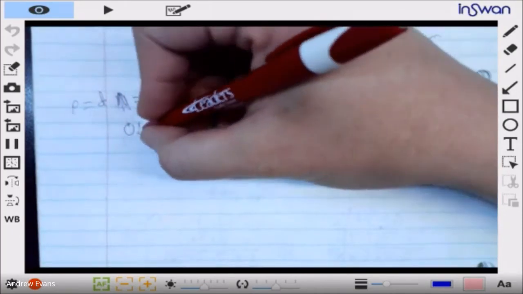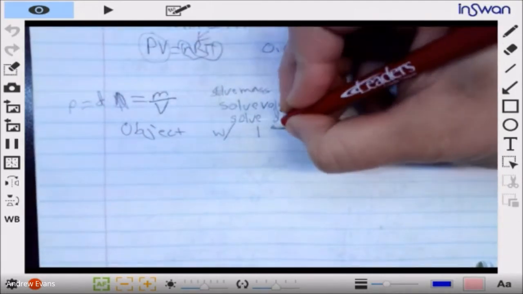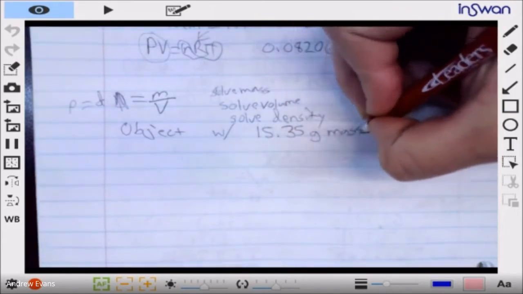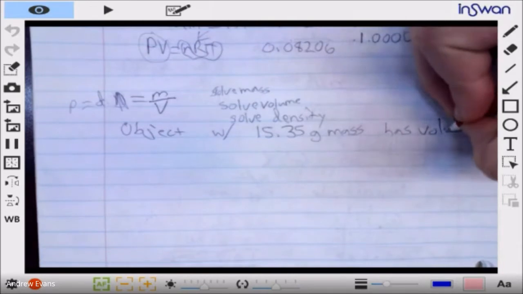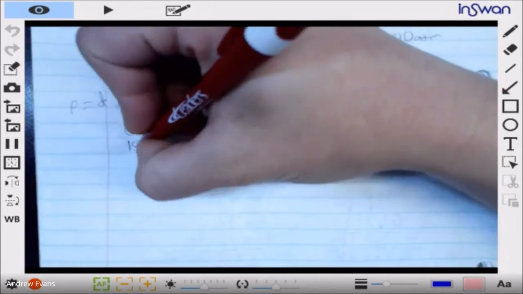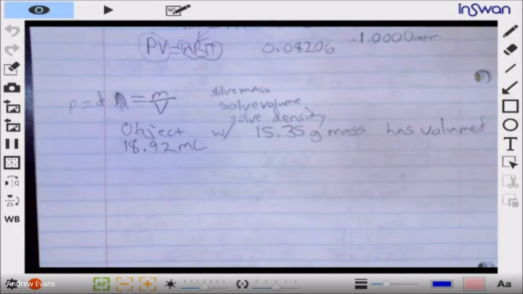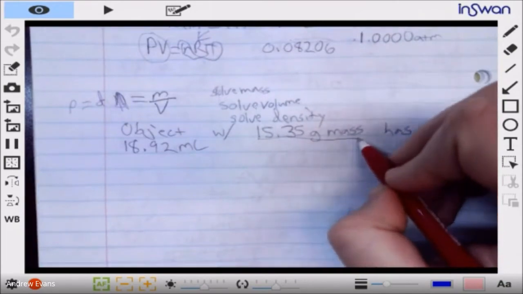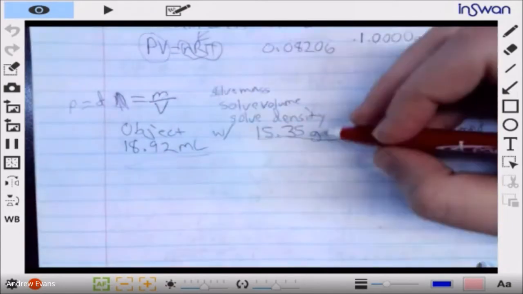But if I said an object with 15.35 grams of mass has a volume of 18.92 milliliters, what would the density be? So just setting that up, we identify, okay, we're given mass in grams, we identify a volume in milliliters, so we're going to use the equation as given.